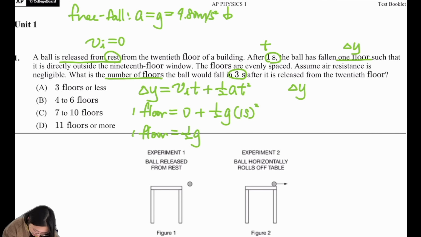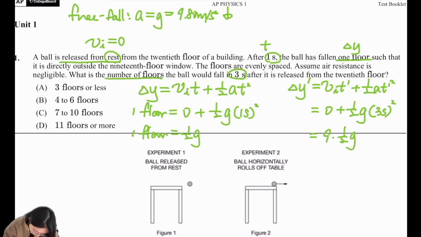Now I'm going to use exactly the same formula, but now delta y is a different displacement. Delta y prime is equal to V initial t prime plus 1/2 a t squared. So the new change in the position, or the new displacement, is equal to 0 plus 1/2 g times 3 seconds squared. So that is 9 times 1/2 g. So it's 9 times the amount of displacement traveled in 1 second, which is 9 floors. It has traveled 9 floors. So the answer is C. It's between 7 to 10 floors.